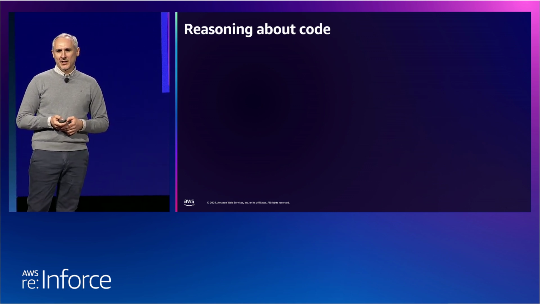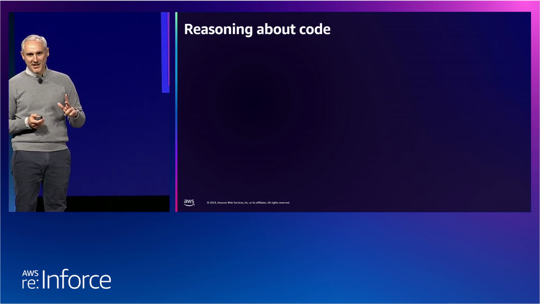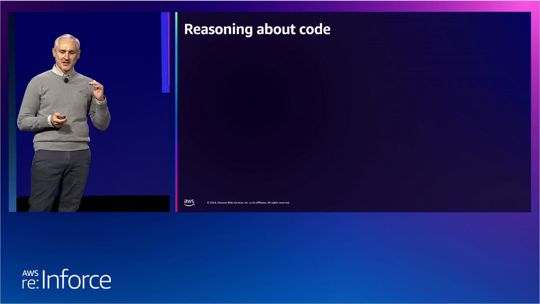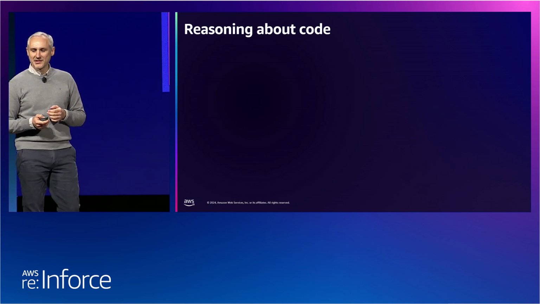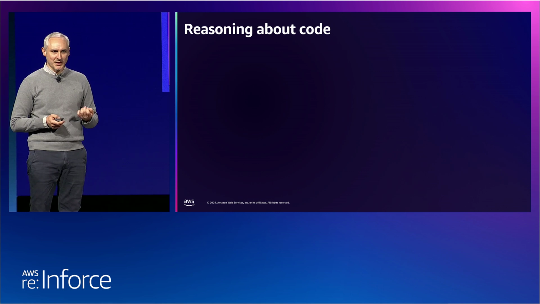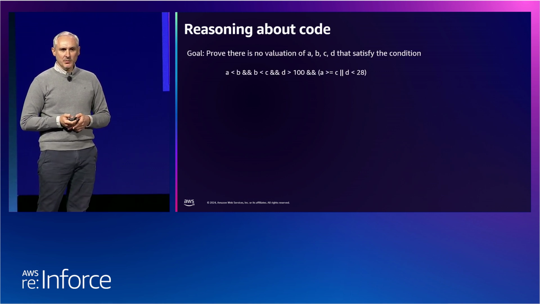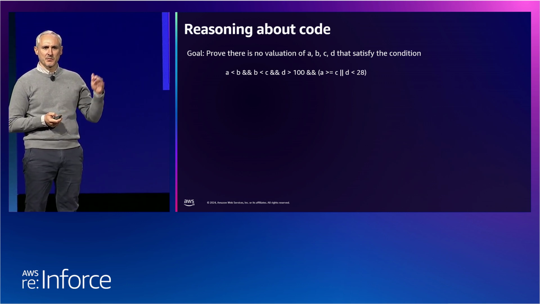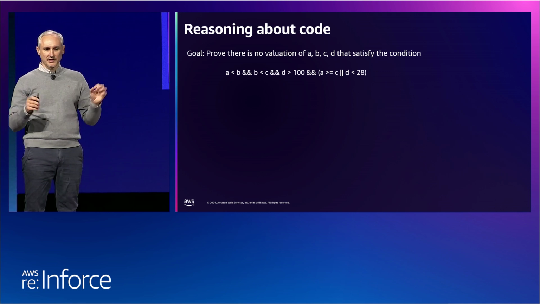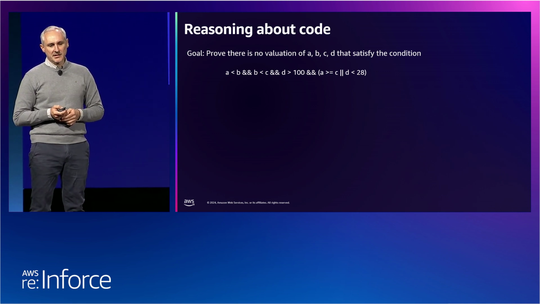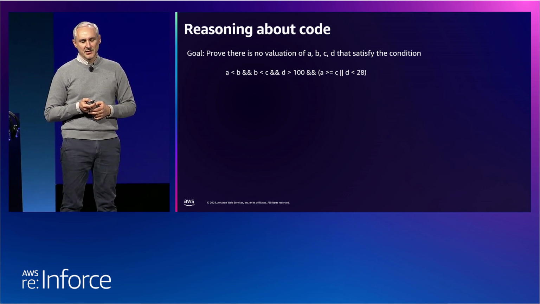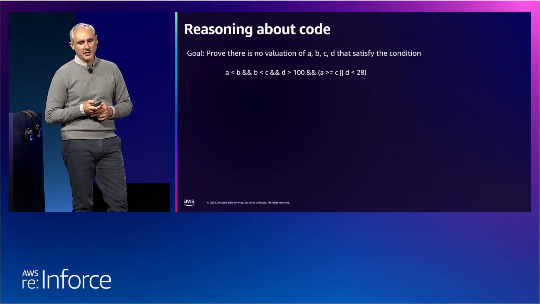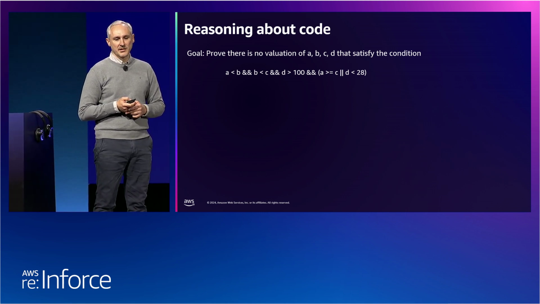Now I'm going to ask you to focus for 3 minutes and stay with me. This is going to be one of the lengthy parts of the talk, but it's really about explaining what reasoning on code actually means. Our goal is to prove that there's no valuation of A, B, C, and D that can satisfy the branch condition that guards the panic. I'm starting with this formula: A less than B, and B less than C, and D greater than 100, and A greater than C, or D less than 28.